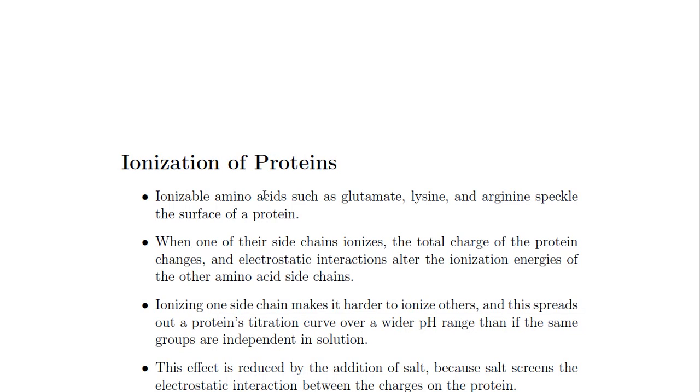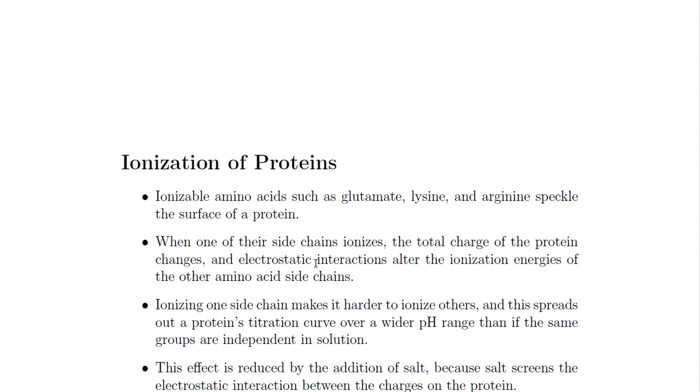So we continue with chapter number 11, part 2. So the protein can be ionized. For example, ionizable amino acids such as glutamic acid and arginine, part of the polymer chain of the protein, can be ionized when one of their side chains is ionized.